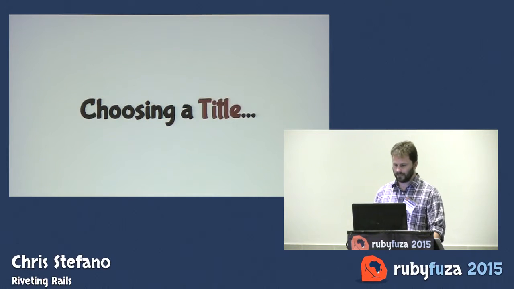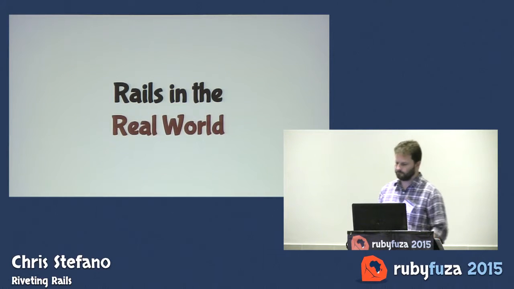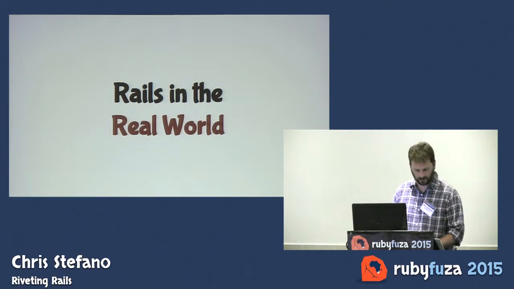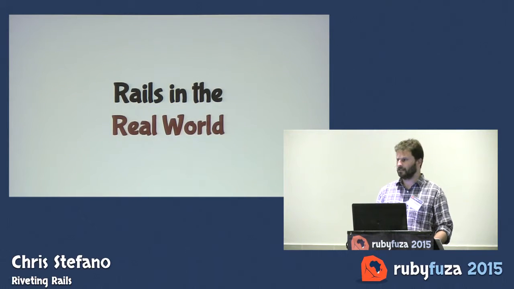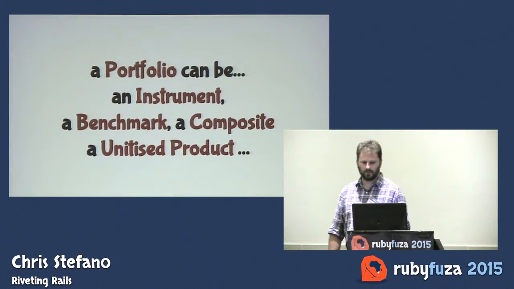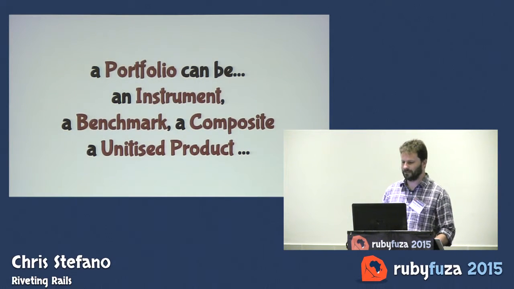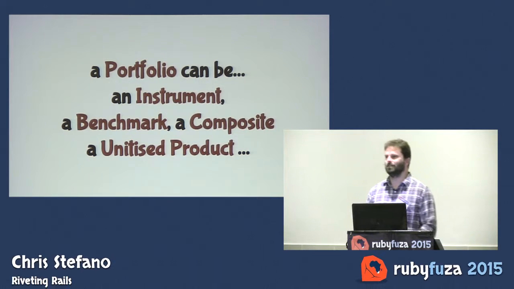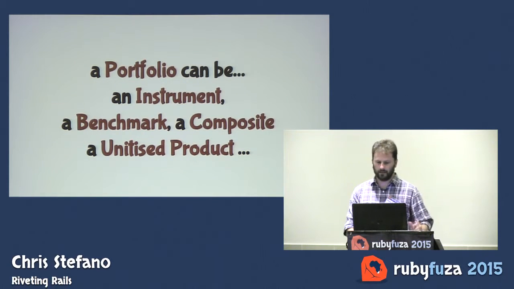And of course, choosing a title for a talk is really hard when you consider that line of business, you have an application domain that you almost need to convey the message about first in order to understand the use case. And the complexity of the financial analytics domain is really tricky. It's very convoluted. So for instance, we have a portfolio model, but a portfolio can also be an instrument, can also be a benchmark. It can be a composite, which is a portfolio of portfolios. Or it could be a unitized product, which is a multi-structured portfolio of many different layers.